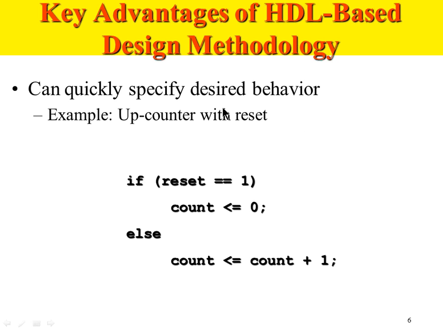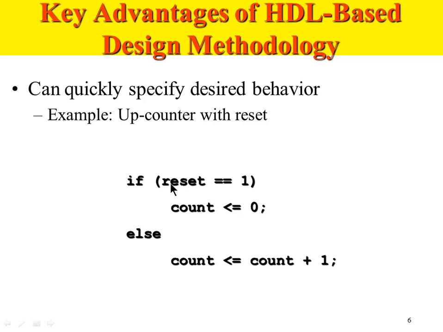I can quickly specify desired behavior. So my focus is on the desired behavior. Let's say I want to design a simple up counter with a reset. How do I do it? This is a simple piece of Verilog code. If reset equal to 1, count gets 0. Else count gets count plus 1.